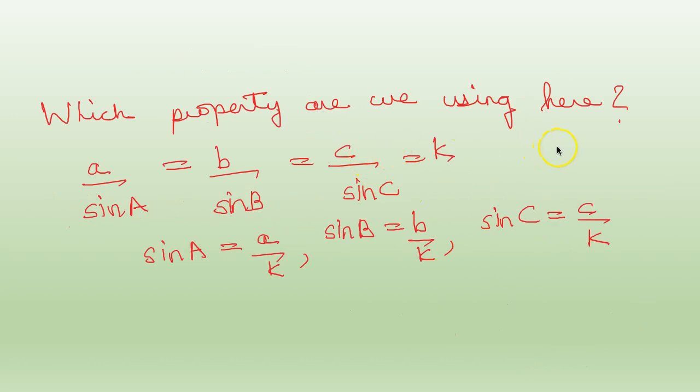Which property are we using here? a by sin a equals b by sin b equals c by sin c equals k. So sin a is a by k, sin b is b by k, sin c is c by k.